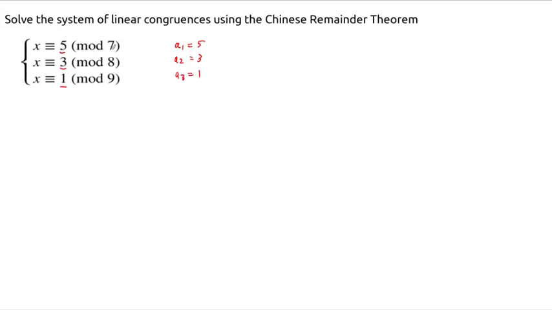And then we have our N's. So these are our N's. So N1 is equal to 7. N2 is equal to 8. And N3 is equal to 9.